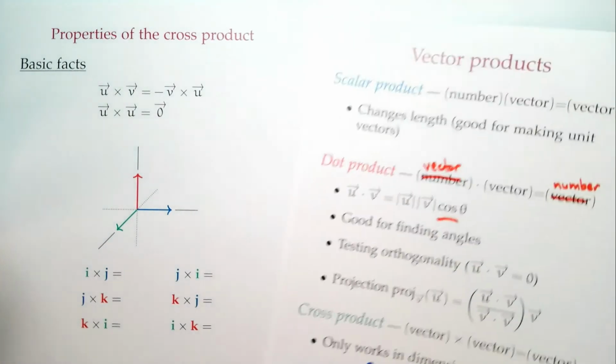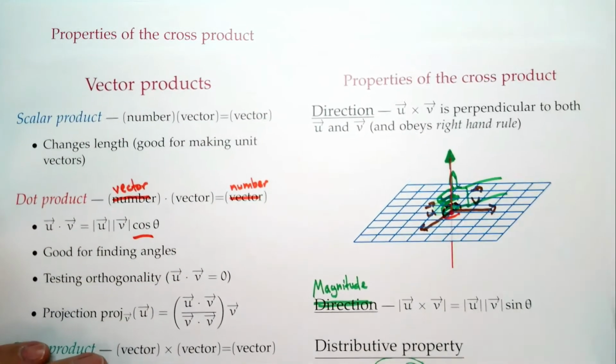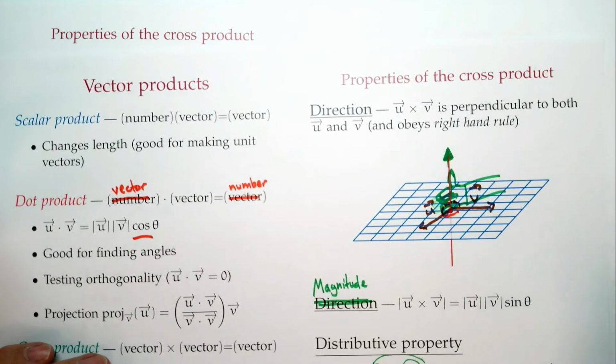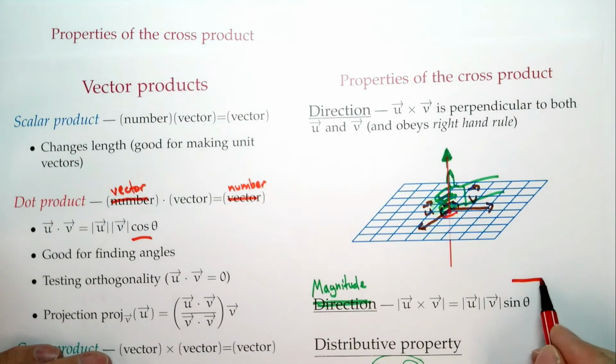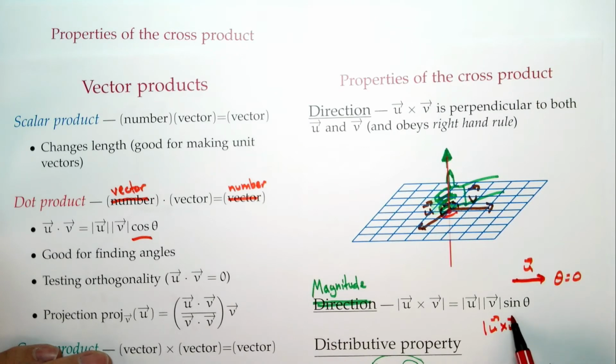Well, how do we know that? Well, let's go to the magnitude. So if I have u cross u, what's the angle between the vector and itself? The angle theta is 0. Well, sine of 0 is 0, so the magnitude of u cross u is equal to 0.